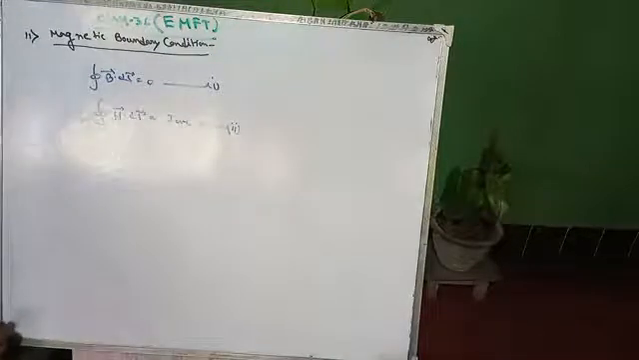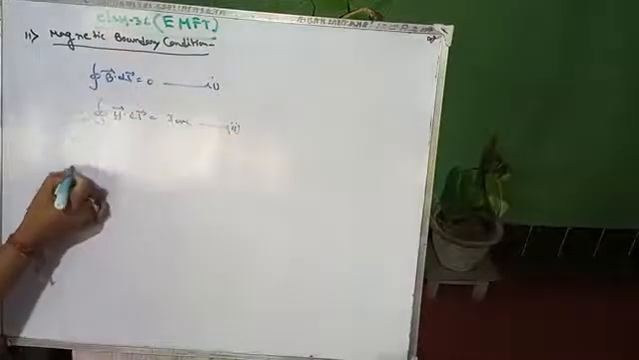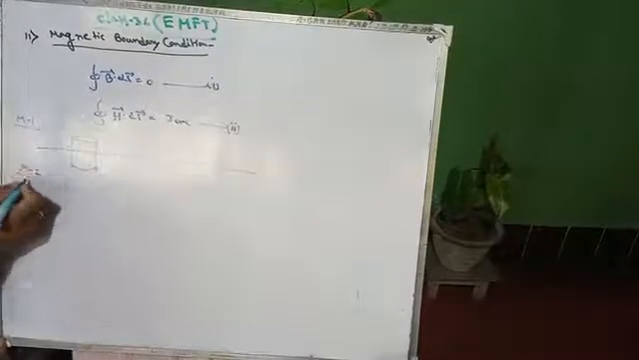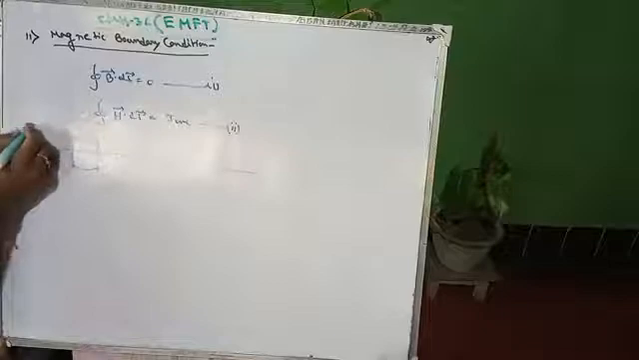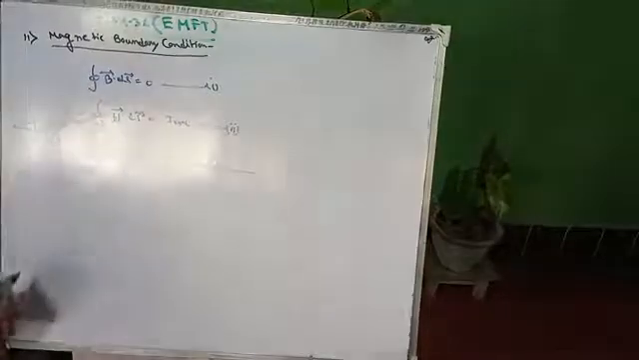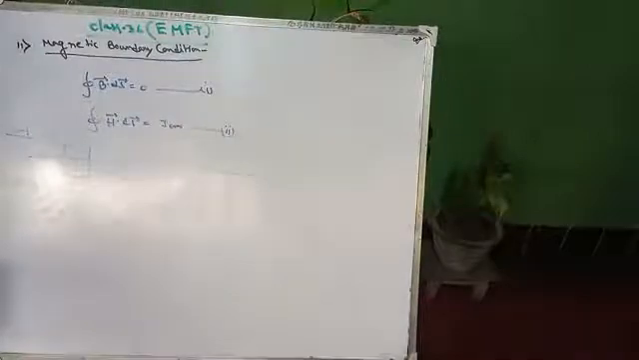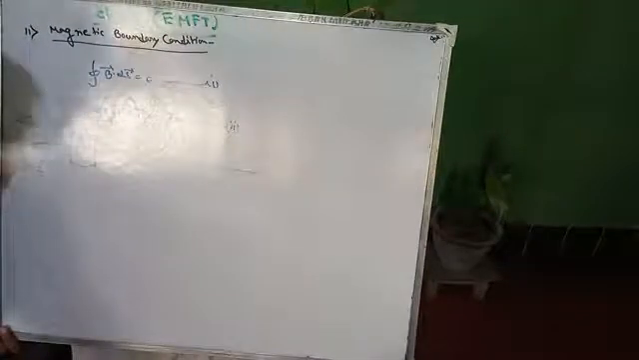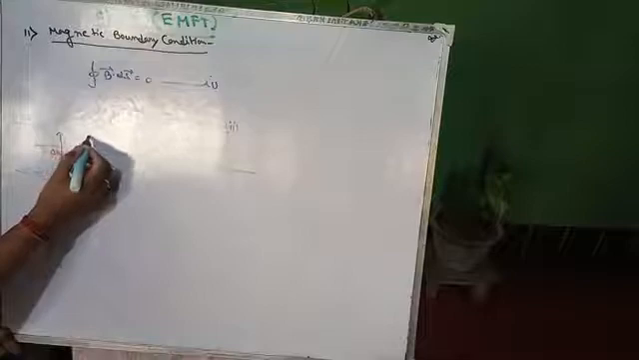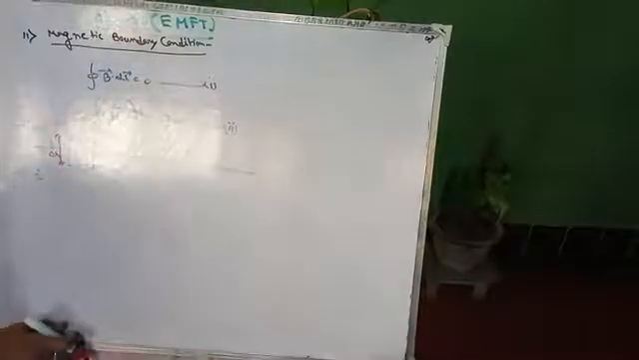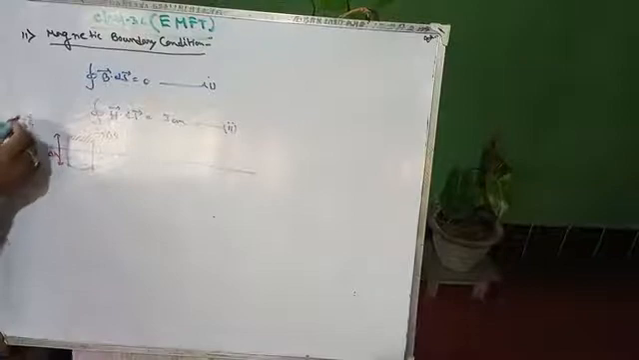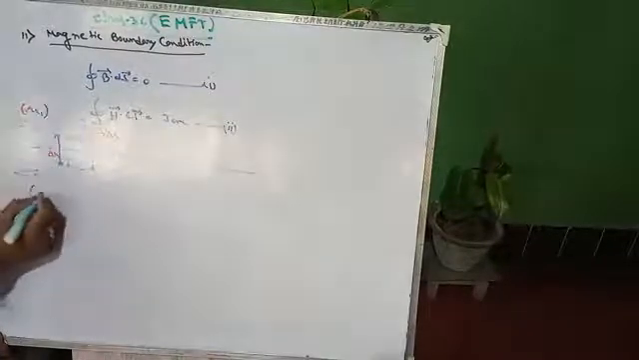So let us consider two systems having a boundary. Suppose this is medium 1 and this is medium 2, that means system 1 and system 2. And we are taking a small cylinder at the boundary. The height of this cylinder will be del h, and the surface area we have taken here will be del s. Now write, system 1 having the permeability mu1 and system 2 having the permeability mu2.